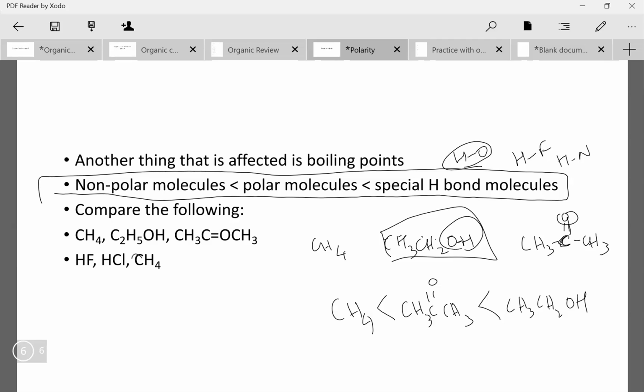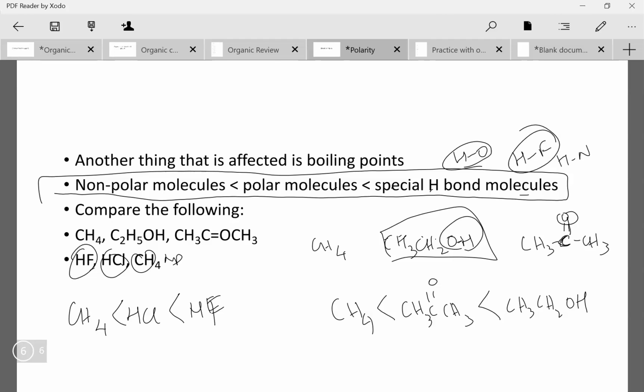Similarly, we can compare this. This is non-polar, so it'll be lowest. HCl is not a special H-bond molecule, but it is a polar molecule, so that will be second. HF is a special H-bond molecule, so that will be highest. So again, it's just identifying which ones are which and putting them in order. That's basically what boiling point is.